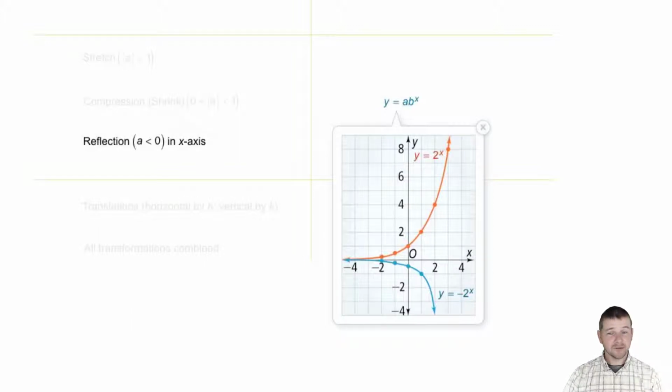Now, if a is negative, we have a reflection in the x-axis, as seen here, the parent function in orange and its reflection in the x-axis in blue.